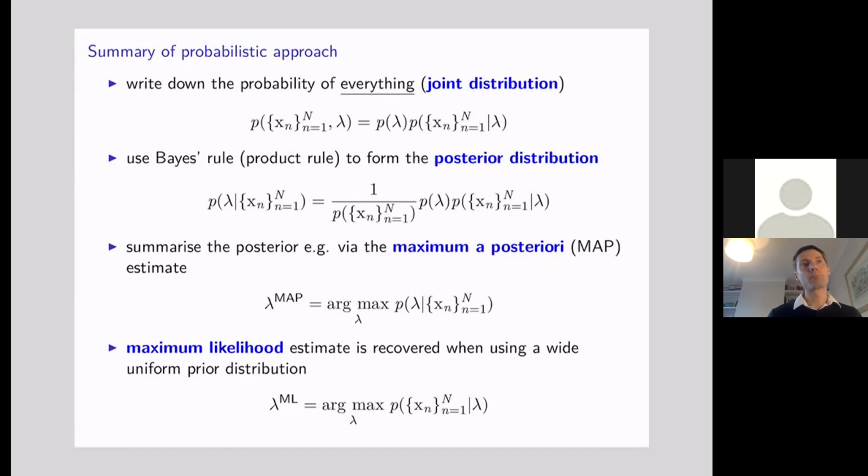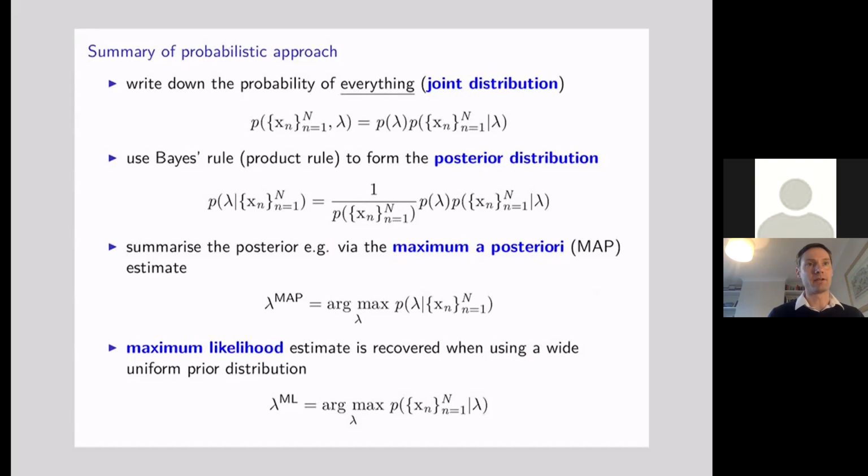So this probability of everything can be viewed as a little way of generating fake data. You could sample from this joint distribution to sample a radioactive decay constant that's typical, that you'd expect, and then you could sample fake data from that. So you can view this as a little statistical recipe for generating data that reflects your knowledge about the data generating process.